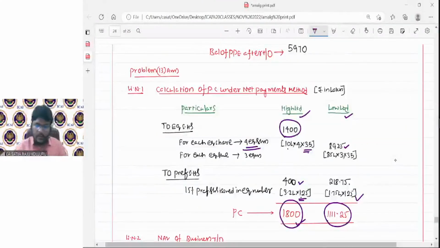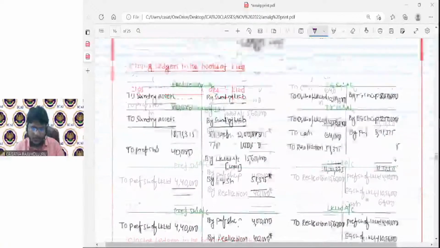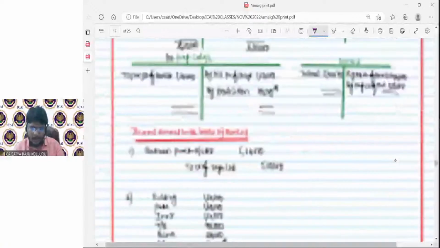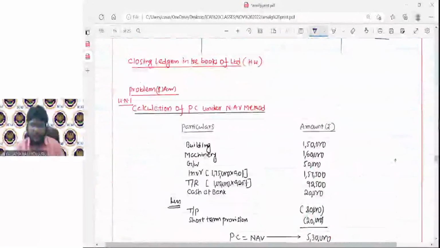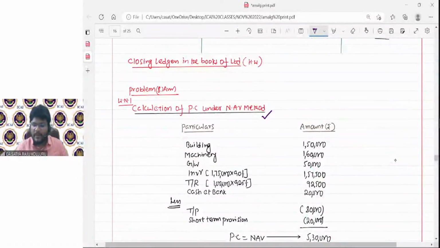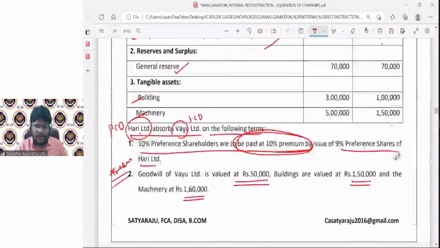Now, let me explain the same thing with my PDF once again. Due to lack of time, I'm using my PDF content. Yeah, this problem, the Hari Limited problem, right? Now, calculation of PC under the NAV method. Which company is the purchasing company, and which company is the selling company? Hari Limited is the purchasing company, Vayu Limited is the selling company, right?